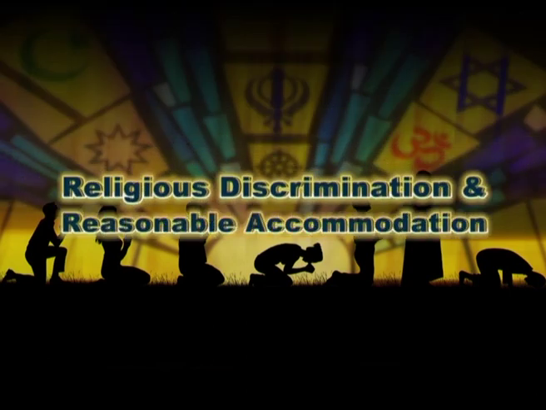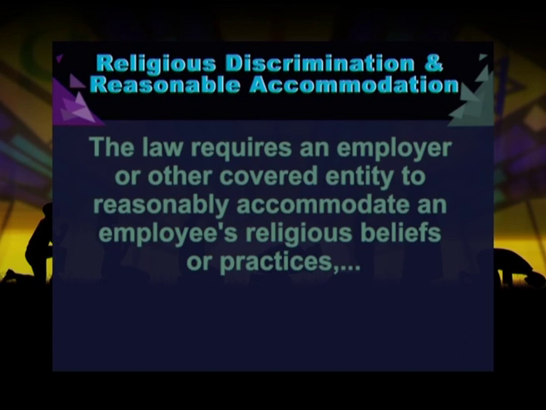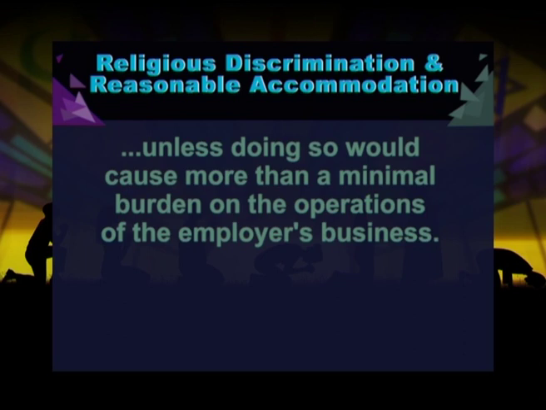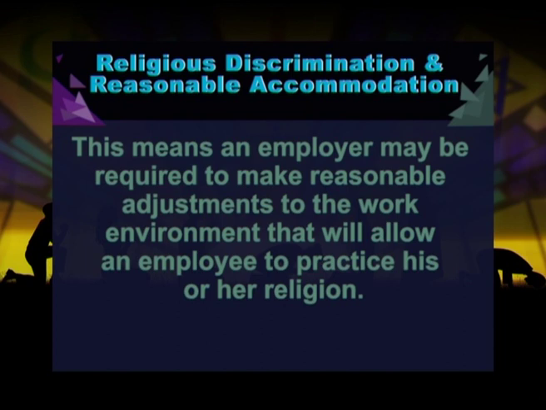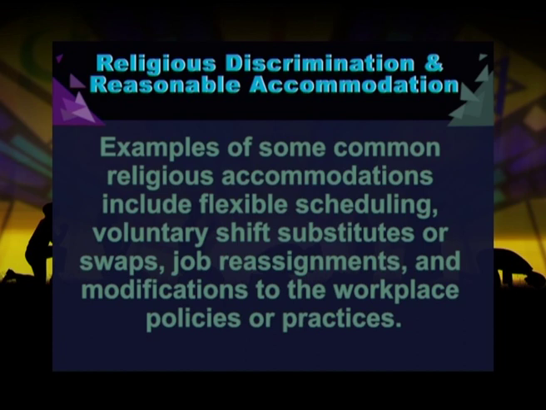Religious discrimination and reasonable accommodation. The law requires an employer or other covered entity to reasonably accommodate an employee's religious beliefs or practices, unless doing so would cause more than a minimal burden on the operations of the employer's business. This means an employer may be required to make reasonable adjustments to the work environment that will allow an employee to practice his or her religion. Examples of some common religious accommodations include flexible scheduling, voluntary shift substitutes or swaps, job reassignments, and modifications to the workplace policies or practices.